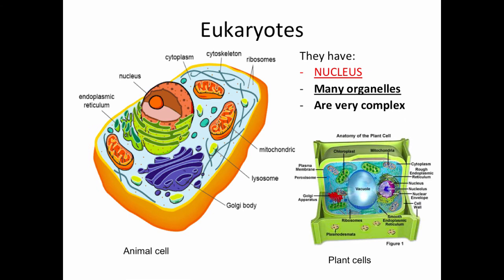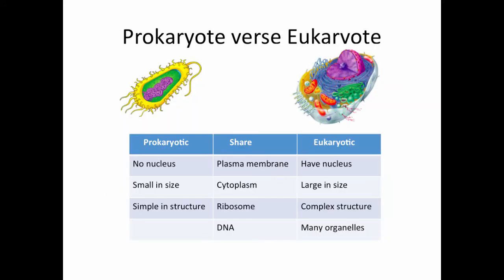A eukaryotic cell, on the other hand, is very large, very complex. And what makes it so unique is it has a nucleus. And inside the nucleus is where the DNA is located. So the biggest difference between a prokaryotic cell and a eukaryotic cell is that eukaryotic cells have nuclei and many organelles, therefore making them very complex. Eukaryotic cells come in two different kinds, an animal cell and a plant cell. But first, let's recap the differences between prokaryotic cells and eukaryotic cells.